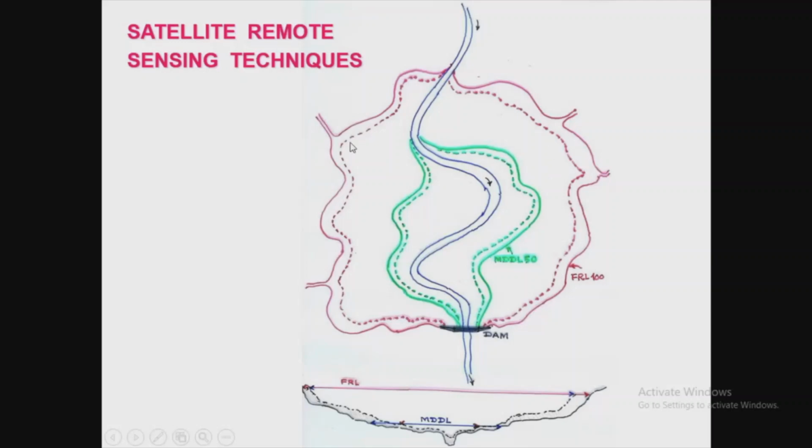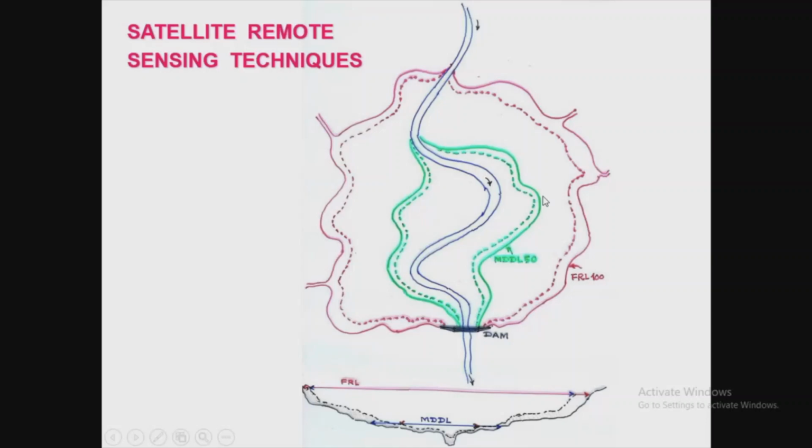Because September is the FRL level, it's a full reservoir level. September, October, it's a full reservoir. No depletion in storage, because in September a lot of rain is there. So no irrigation, no other things are there. So full reservoir level is there. So in the September image, you'll see this type of image. I'll show you just like that. You purchase a number of images, and you can go up to the May image. In the May image, your water spread area will look like this.